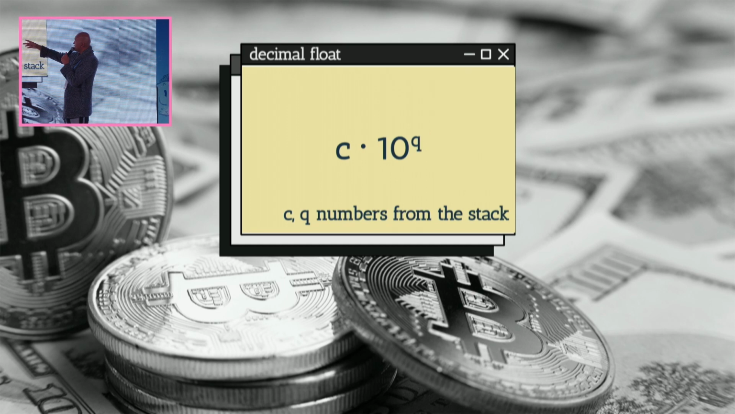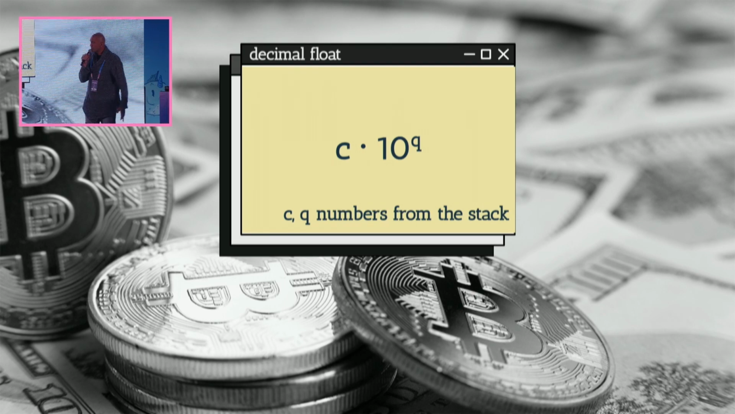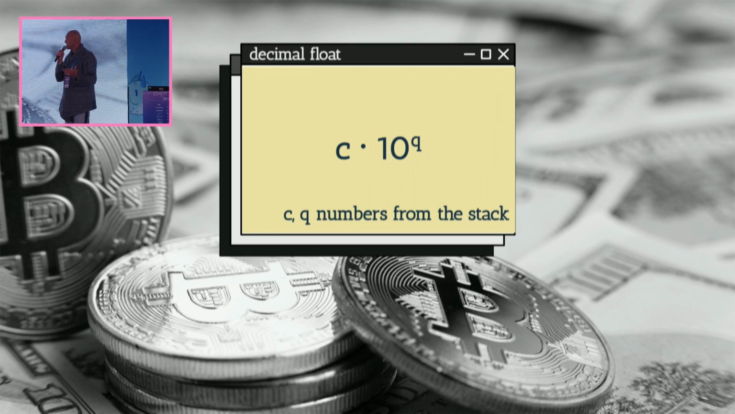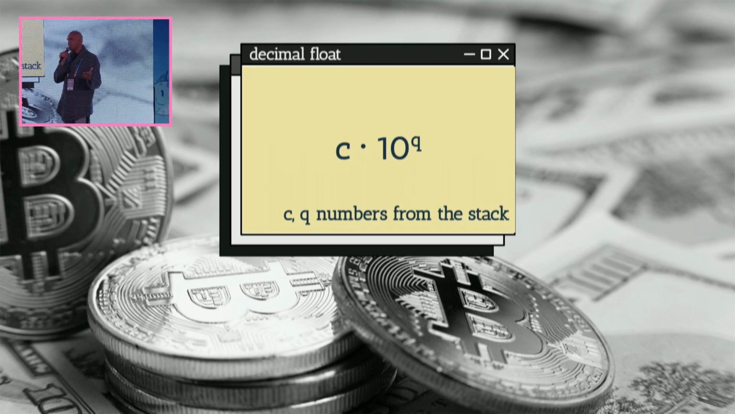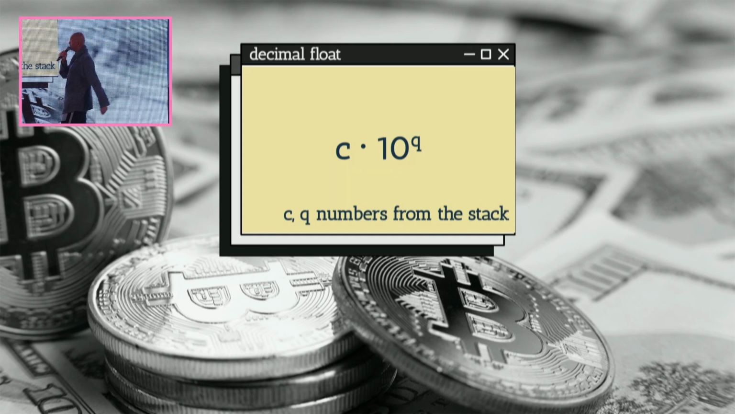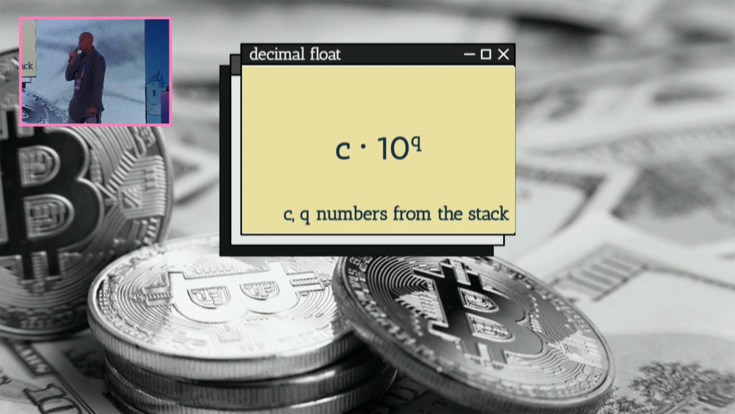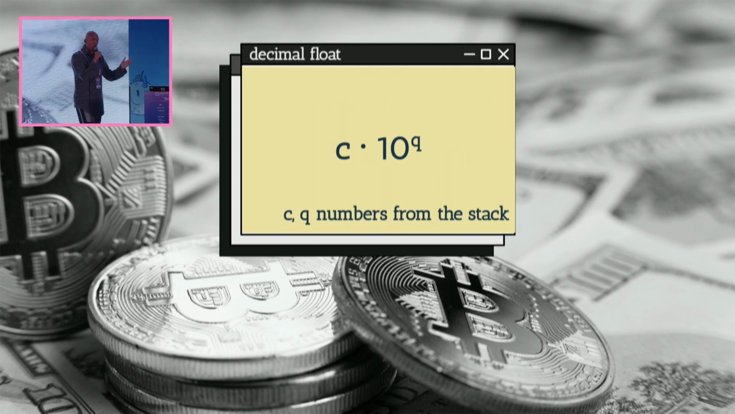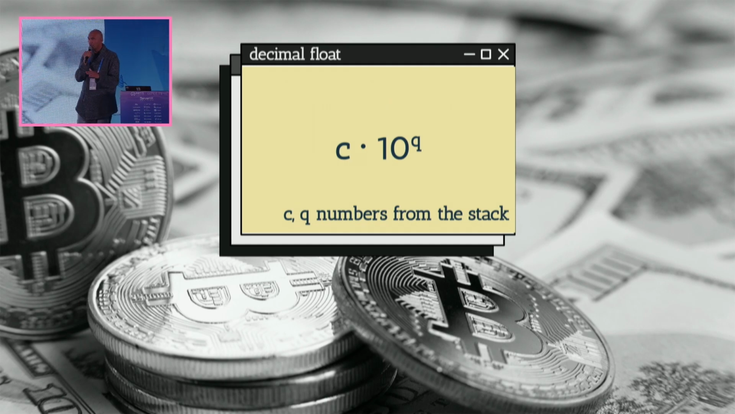That is, C times 10 to the power of Q, C a coefficient, and Q the exponent. If we wanted to represent 0.1, we would have C as 1 and Q as -1. 1 times 10 to the power of -1 gives 0.1.